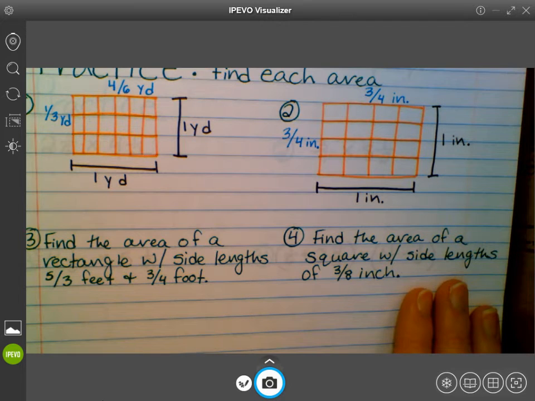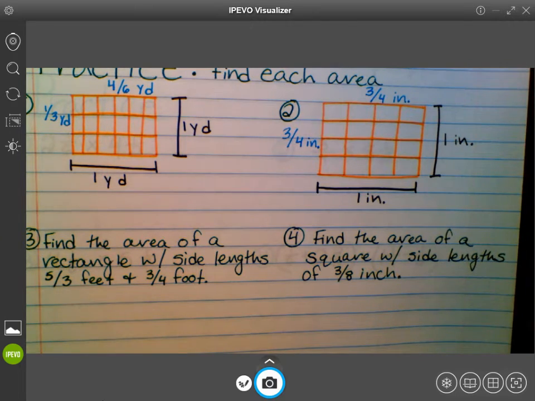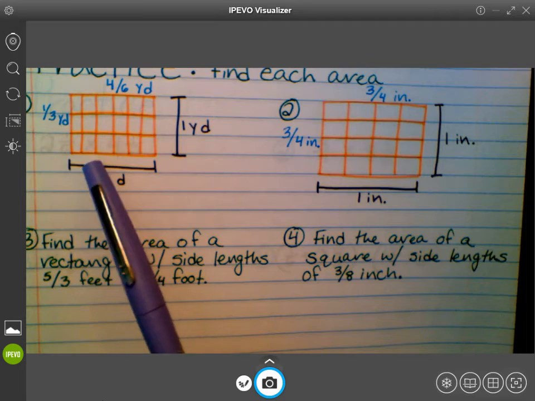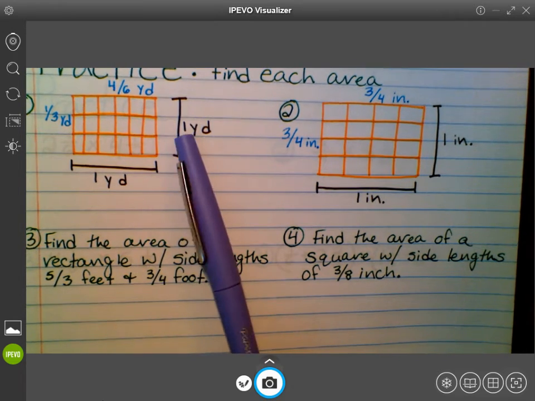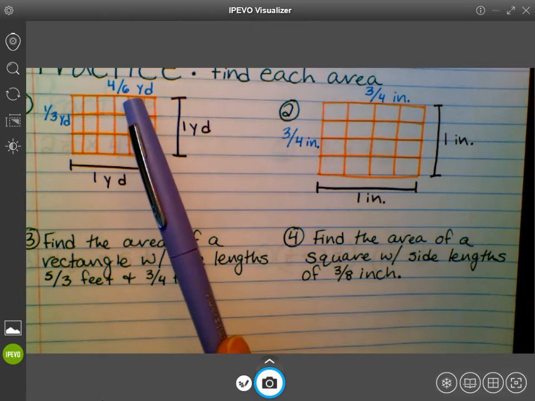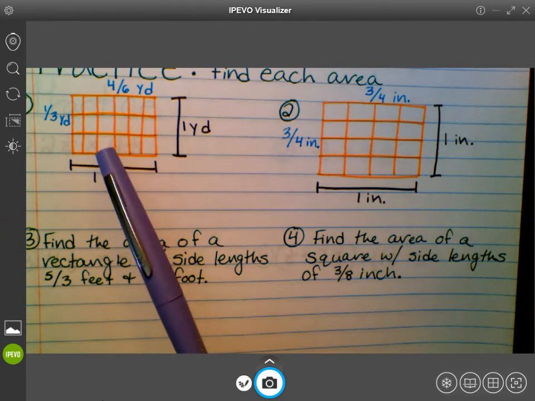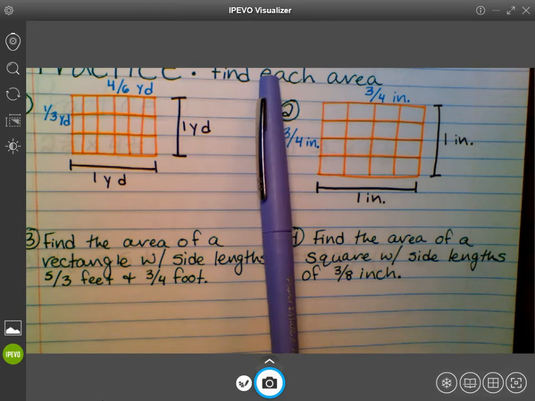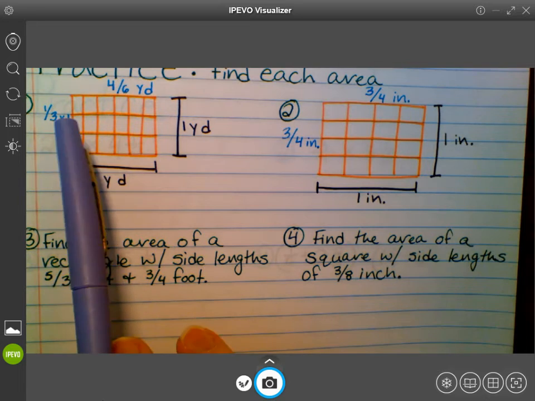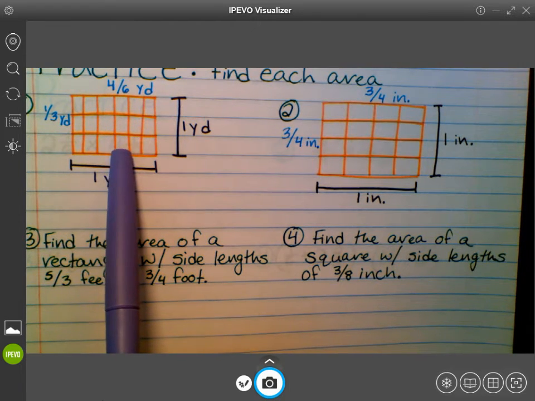All right, let's look at number 1 together. So for number 1, it shows that this whole rectangle is technically 1 yard by 1 yard. However, the numbers in blue, that's the area we want to find. So the 4/6 by 1/3. Now, 5th grade, we could easily use the formula, right, to figure out what our area is. We could take the length times the width. However, I wanted to show you another way of doing this.